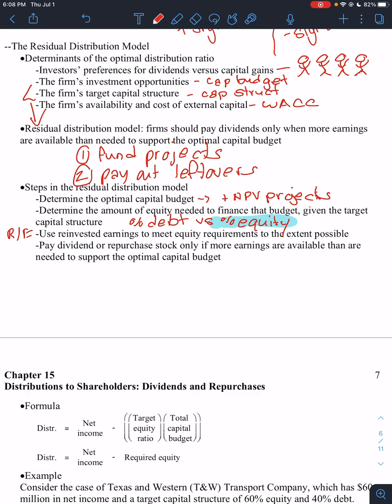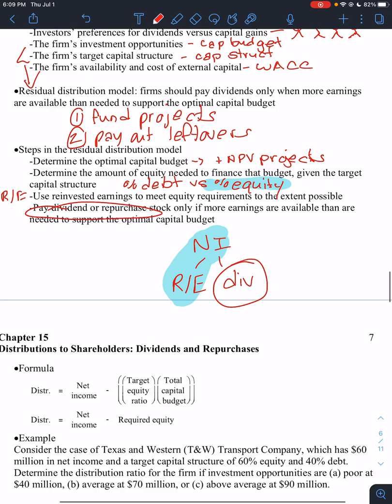And then it says to pay dividends or repurchase stock only if more earnings are available than are needed to support that optimal capital budget. Okay, sounds easy enough. Then we pay dividends or we do a repurchase. Simple as that. It goes back to, and I know this is the third time I'm drawing it this chapter, it basically says use your net income and your retained earnings to do projects first. And then if you have anything left over from net income, go ahead and pay it out. Simple, right? That's the residual distribution model.